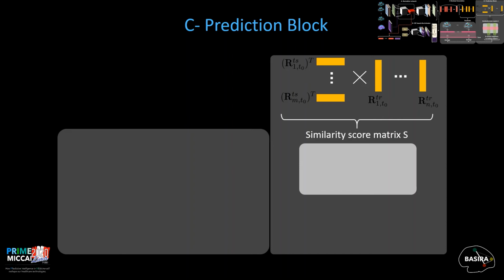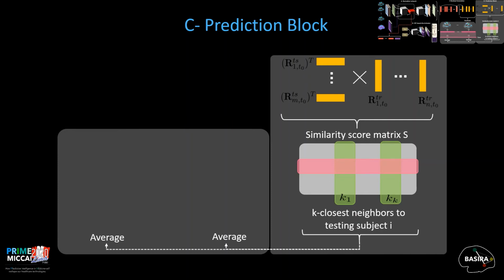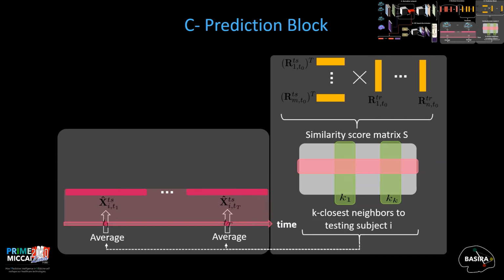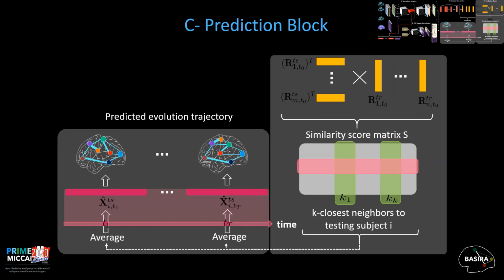To foresee the brain graph evolution of a testing subject I, we take the top k closest neighbors according to the similarity score matrix and calculate the average of these training brain graphs at the corresponding time point. This gives us the predicted evolution trajectory of the subjects over time.